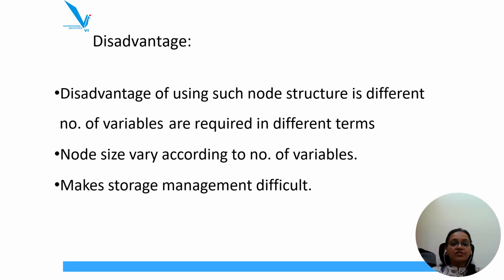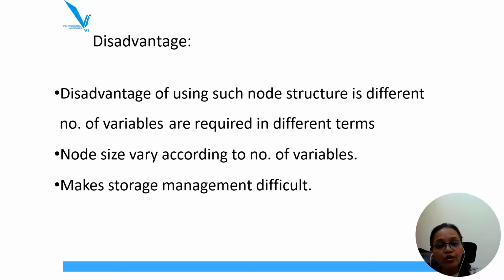Now what are the advantages? We talked about the advantages that multivariable polynomials can be efficiently represented with the help of GLL. Although advantages are there, we have a disadvantage also. The disadvantage of using such a node structure is that different numbers of variables are required in different terms. We don't know which type of polynomial we have to represent. Some polynomials may have 2 variables, some might have 5 variables, and that's why the node requirement will be different.